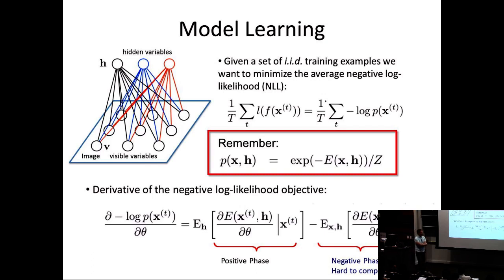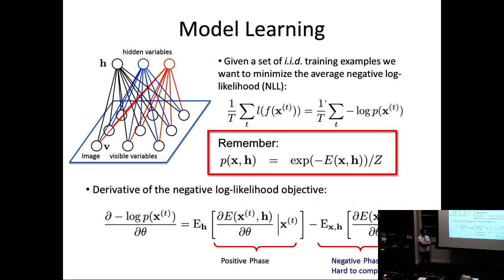It's kind of interesting because when you look at the log, you have these energies. So you have the difference between two expectations. This is sometimes called the positive phase, and this is sometimes called the negative phase, which is hard to compute. The first term is the expectation with respect to the conditional probability.